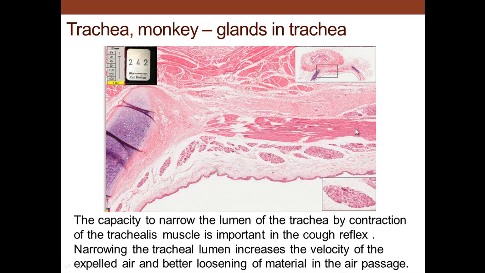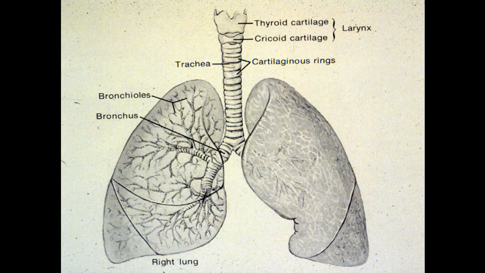Now this muscle allows you to narrow the lumen. The capacity to narrow the lumen of the trachea by contraction of this muscle is important in the cough reflex. Narrowing the tracheal lumen increases the velocity of the expelled air and better loosens the material, so you're able to blow out the butter beans that got down to the wrong place, for example.